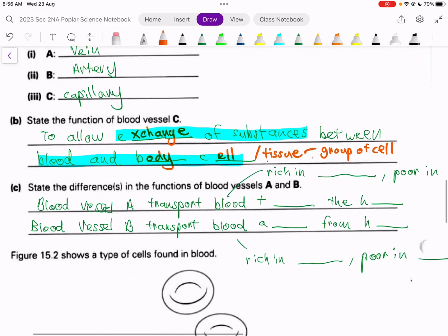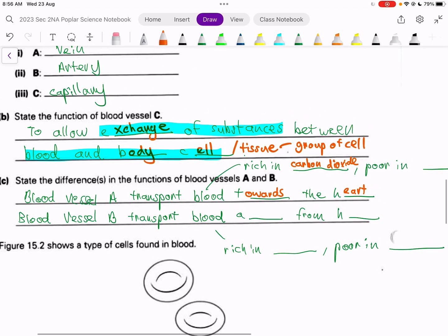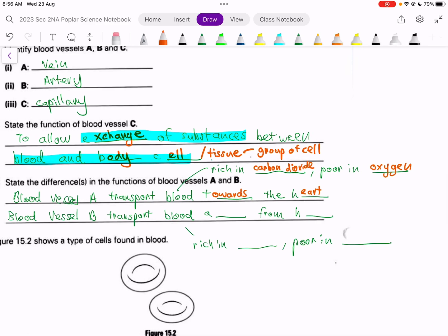So let's fill this in. Transport blood towards the heart. Rich in carbon dioxide, poor in oxygen. That's your vein, A is your vein. For blood vessel B, transport blood away from the heart. Rich in oxygen, poor in carbon dioxide.